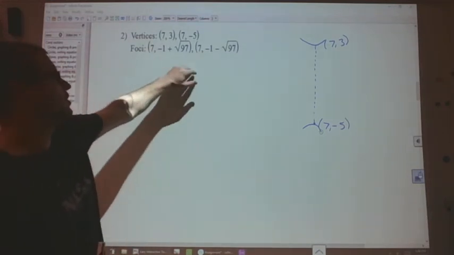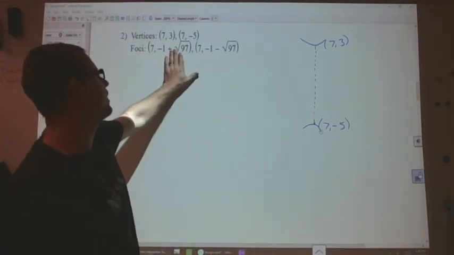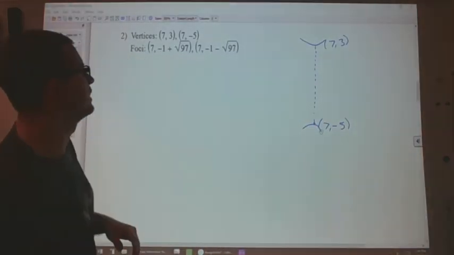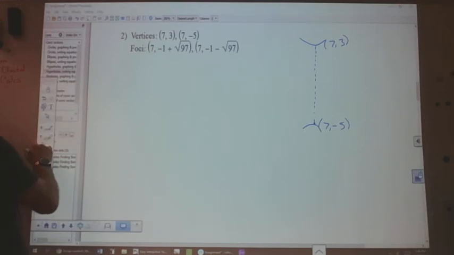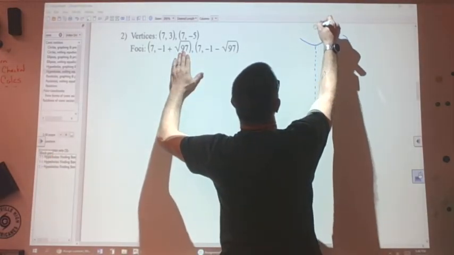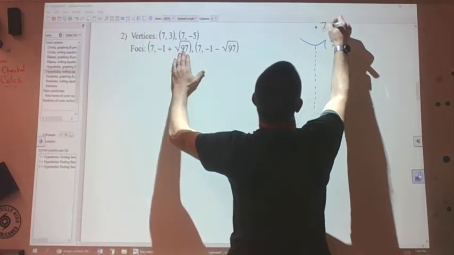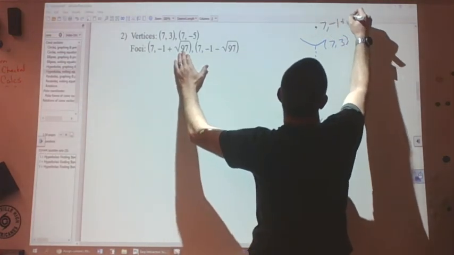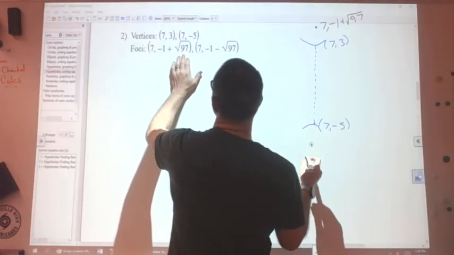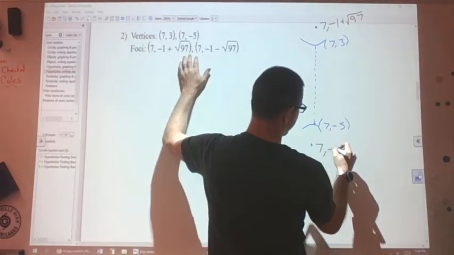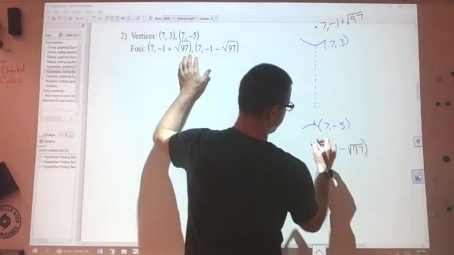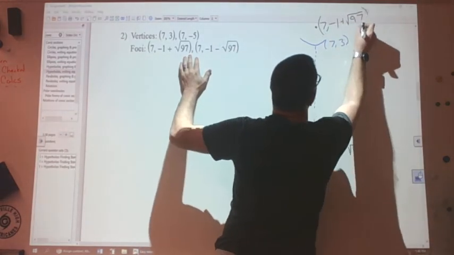I see that with the foci as well. 7 and negative 1 plus root 97 is up here, and 7 and negative 1 minus root 97 is right down there. Which, since we're already drawing, I might as well plot those two. There's one focus, that's 7 and negative 1 plus the square root of 97. And the other focus would be down here at 7 and negative 1 minus the square root of 97. Those are my foci.